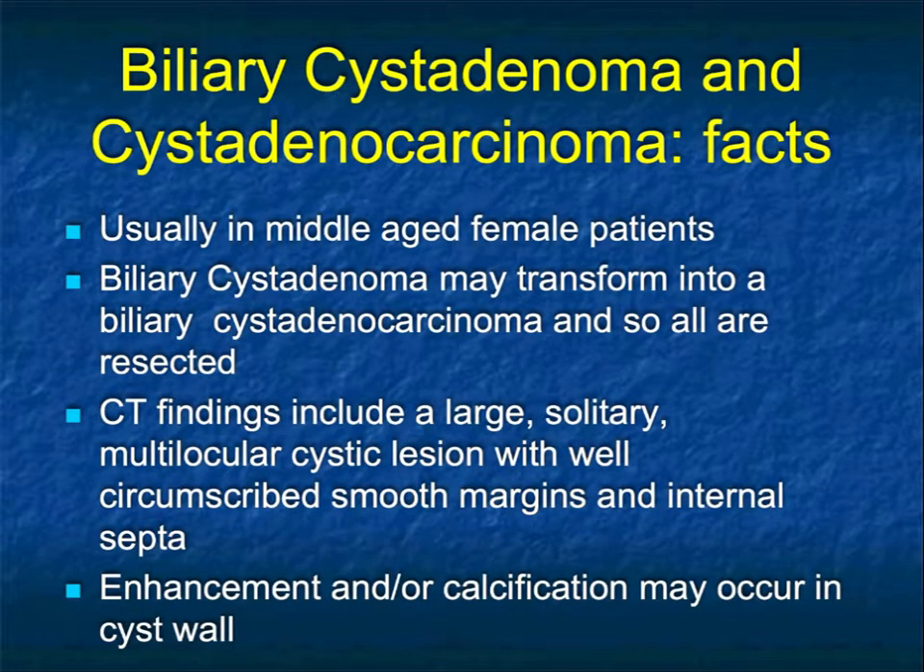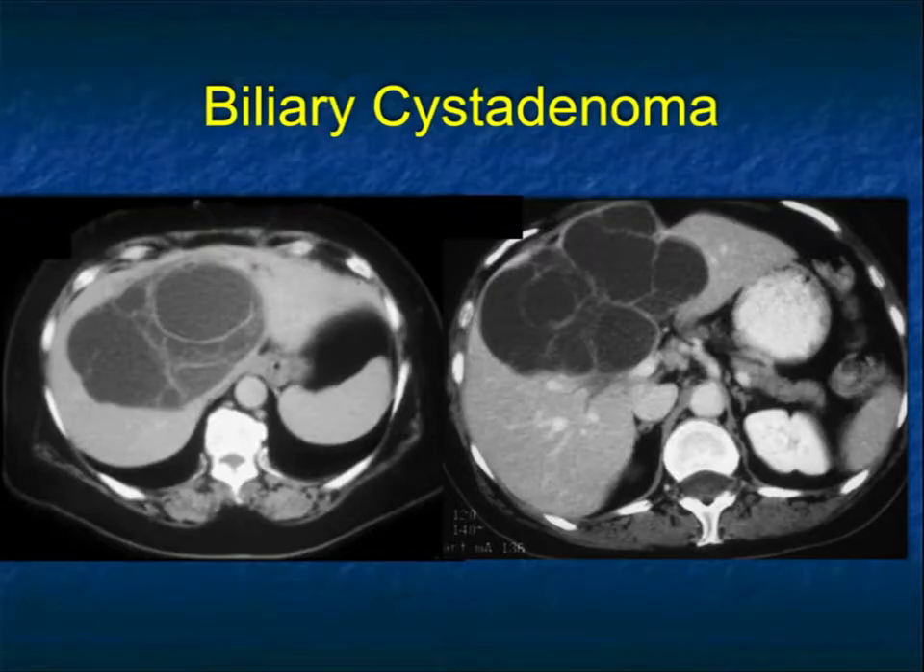This is a tumor that usually occurs in middle-aged females. We talk about biliary cystadenomas as transforming into a cystadenocarcinoma over time. We used to spend a lot of time arguing what was benign versus what was malignant. Now they're all considered malignant or pre-malignant, so they'll all be resected. They're typically large, solitary, multilocular lesions with well-circumscribed smooth margins and with internal septations. Enhancement or calcification can occur in the cyst wall.